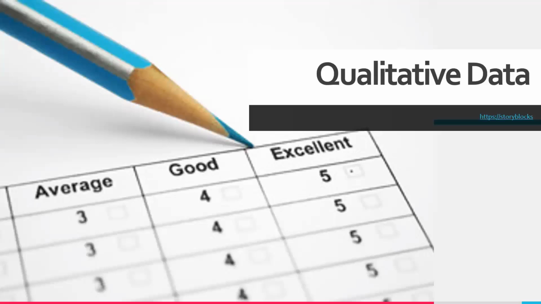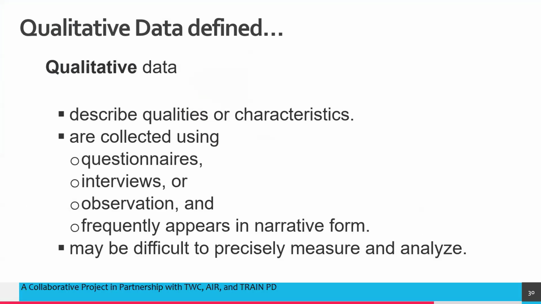All right, so let's move on to qualitative data. So thank you all. You're all doing great. This is more of a refresher to you. So let's move on to qualitative data. Qualitative data describes qualities or characteristics. And it is collected using questionnaires, interviews, observations. I was thinking even focus groups. That could be kind of like related to interview. And it frequently appears in narrative form. And it may be difficult to precisely measure or analyze, and depends upon what you're collecting.